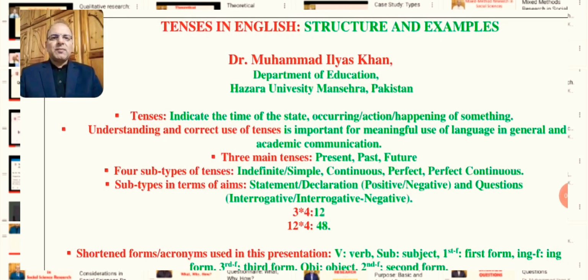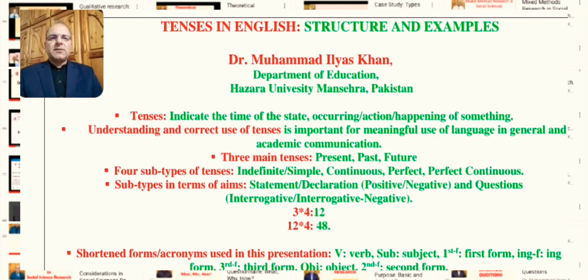In this presentation, we will have a brief introduction to the general structure of tenses in English with some examples. Tenses indicate the time of the state, occurring, action, or happening of something. It is important to understand the structure of tenses and the correct use of tenses because this actually helps us in making use of language meaningfully in general and accurately in academic communication.